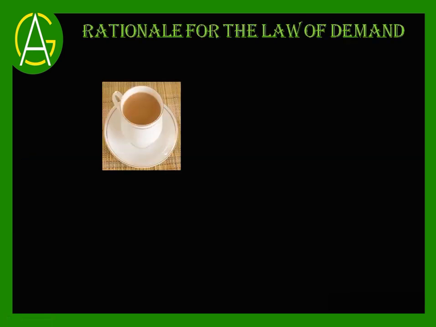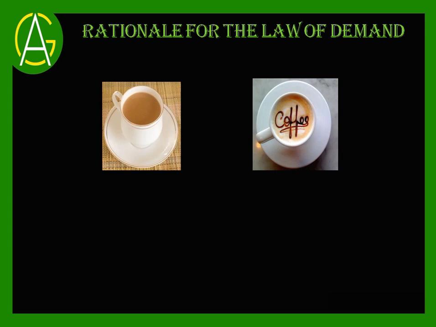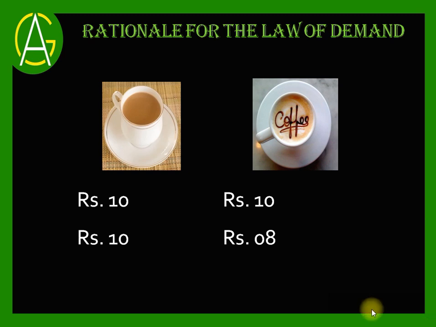Let us understand by one example. So for example, this is tea and coffee. These two are substitutes. Tea is available at 10 rupees and coffee is also available at 10 rupees. So the customers do not have to worry because both of them are available at the same price. But when the price of coffee has been reduced, now coffee is available at 8 rupees, tea is available at 10, but coffee is available at 8 rupees.